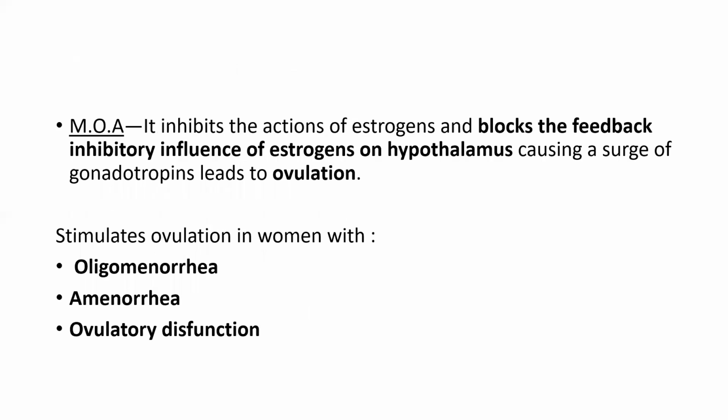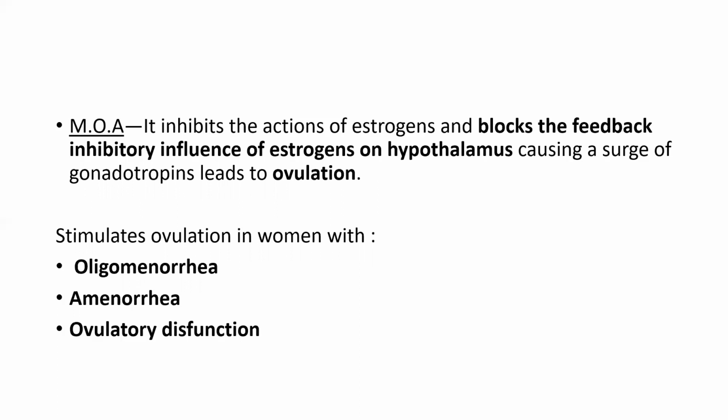Coming to the mechanism of clomiphene citrate, it inhibits the actions of the estrogens and blocks the feedback inhibitory influence of the estrogen on the hypothalamus. That is, clomiphene citrate inhibits the long feedback mechanism by the estrogens on the hypothalamus, causing a surge of gonadotropins, which will lead to ovulation.